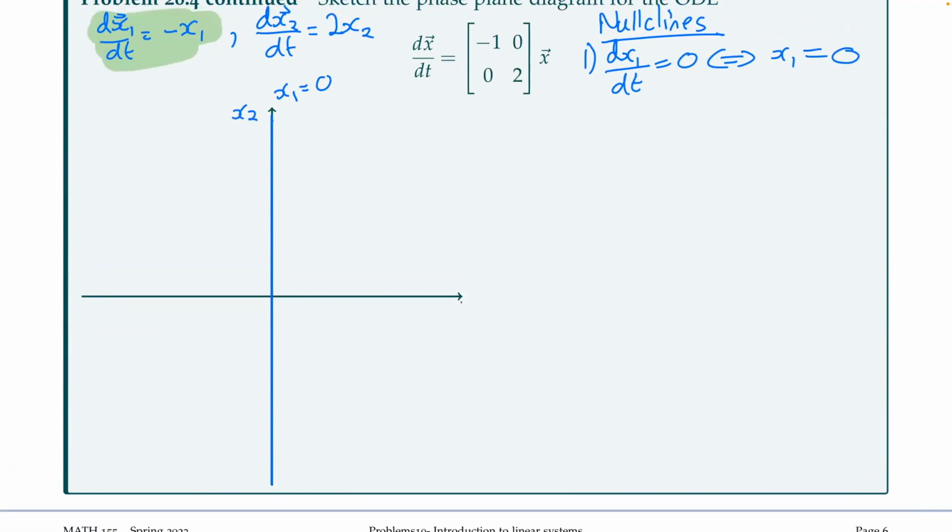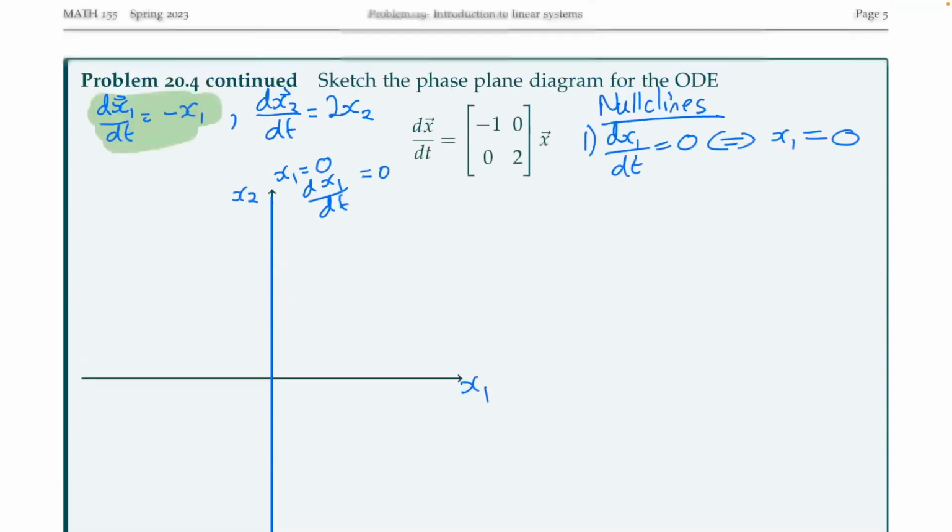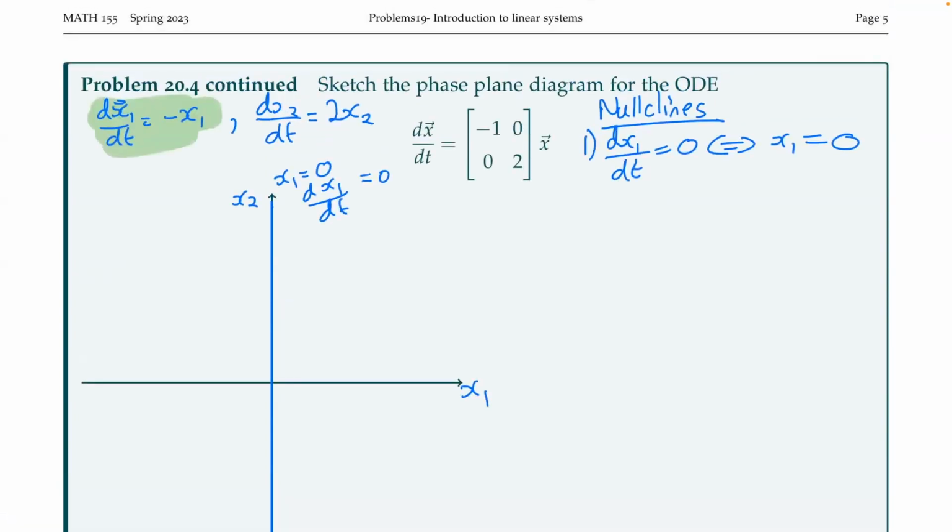This vertical axis is x2, and I'm calling this horizontal one x1. This blue line is x1 is equal to 0, and that's when dx1 dt is equal to 0. I realize I've drawn little arrows over the top of these x1s and x2s here. They shouldn't have arrows over them, sorry, because they are not vectors.